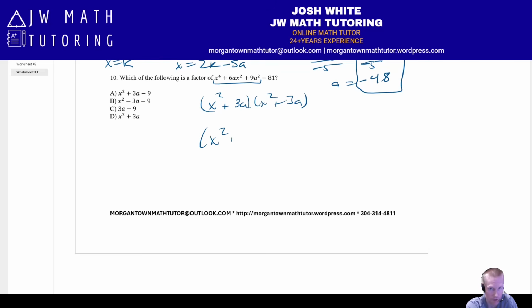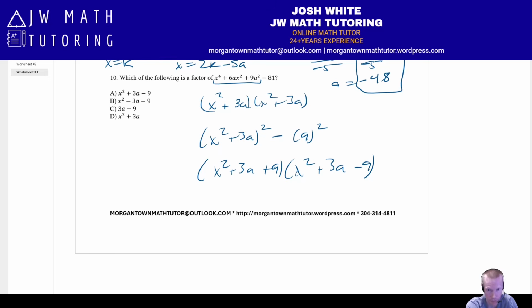So that means you have x squared plus 3a squared minus 81. But now, notice 81 can be rewritten as 9 squared. So now you can do x squared plus 3a plus 9, x squared plus 3a minus 9.